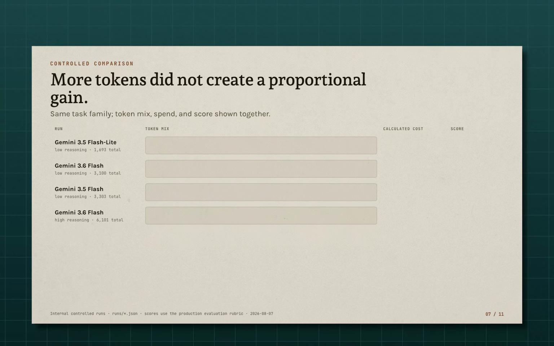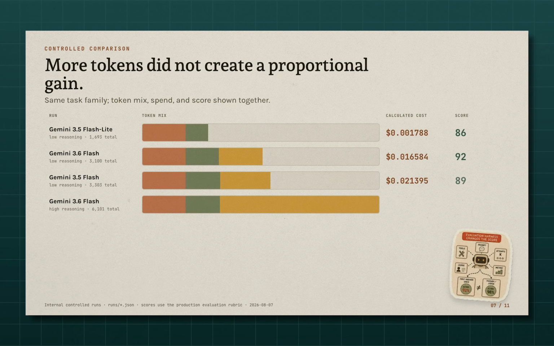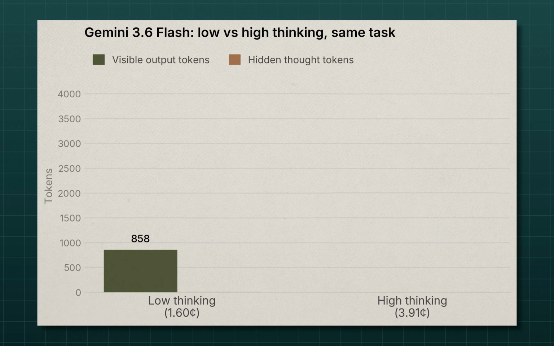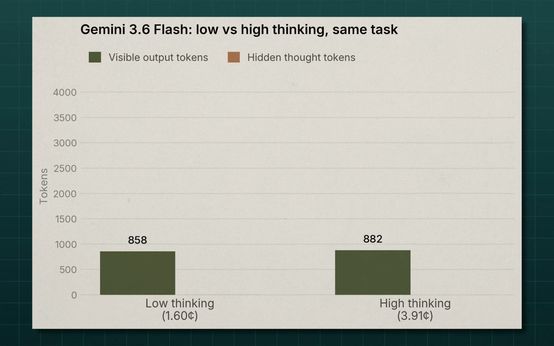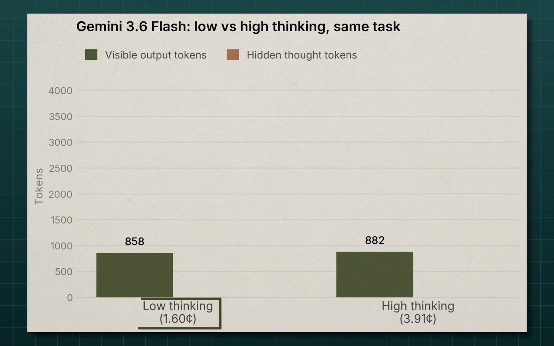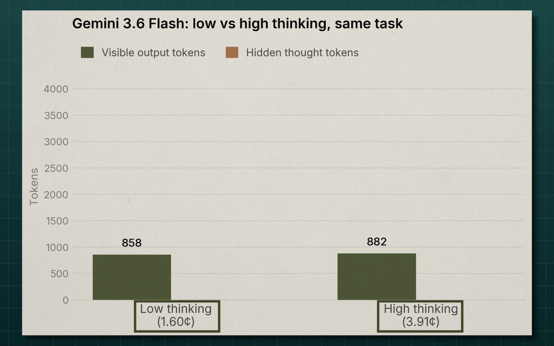This is where my own experiment became very useful, because I gave Gemini 3.6 Flash one frozen YouTube planning job, same source material, same prompt, same 1,111 token input. Then I ran it with low thinking and high thinking. The low thinking answer was 858 visible output tokens. The high thinking answer was 882. Only 24 more visible tokens, but the calculated cost went from about 1.66 cents to 3.91 cents, more than twice as much. So what did I pay for here?